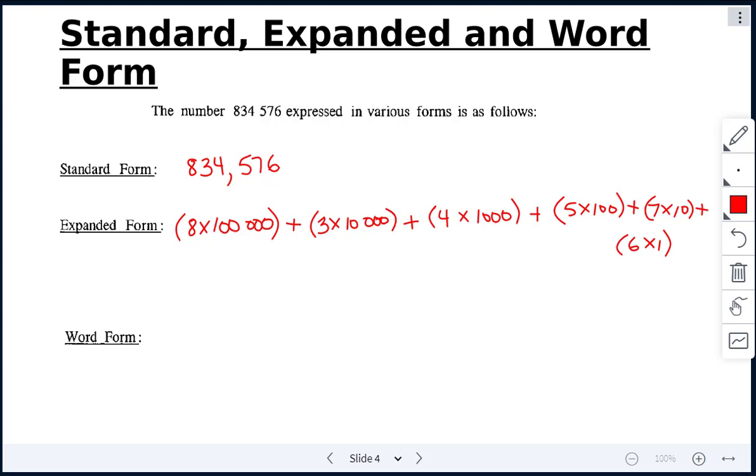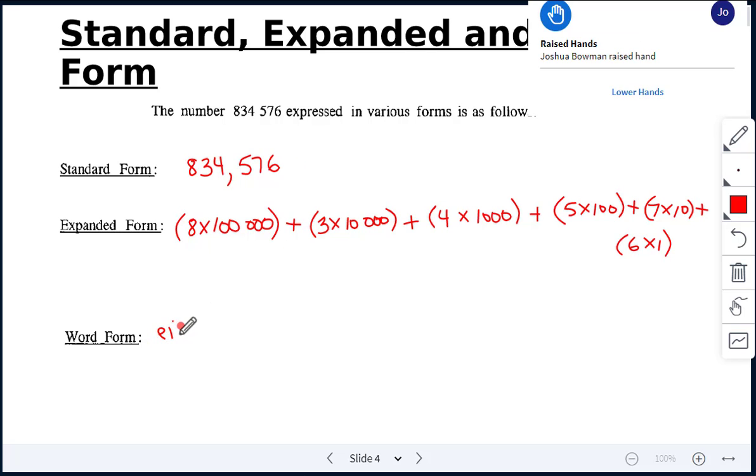All right, so the last form is the word form. The word form is written in words. All right, so we know this number. If we were to say this number, it's 834,576. So we just have to write that out in word form.